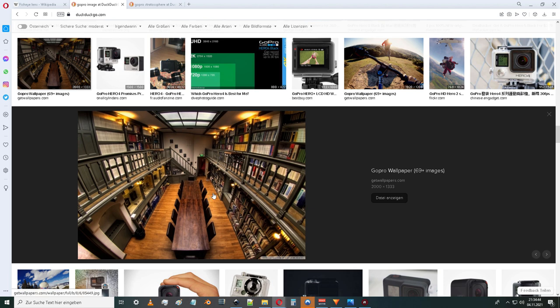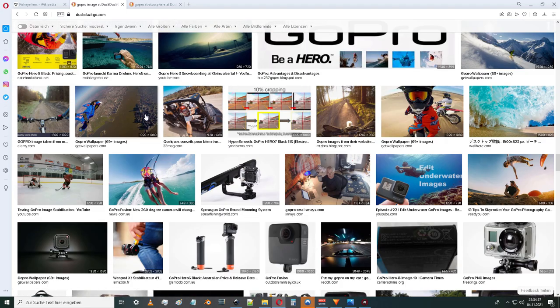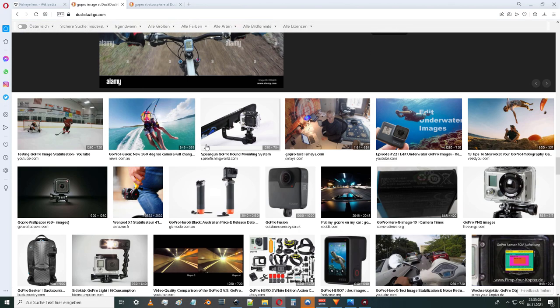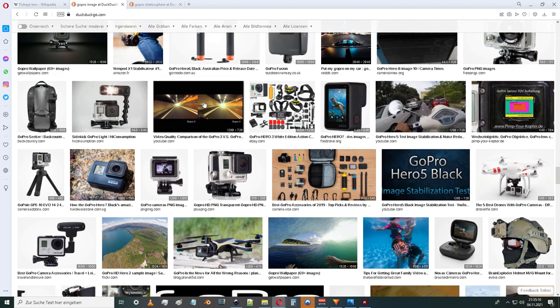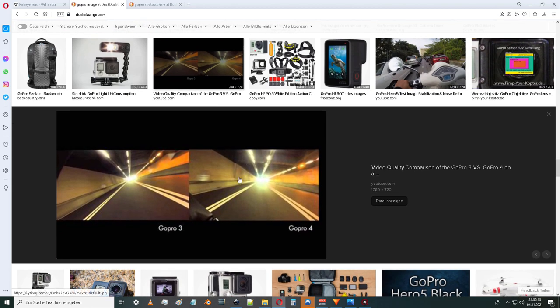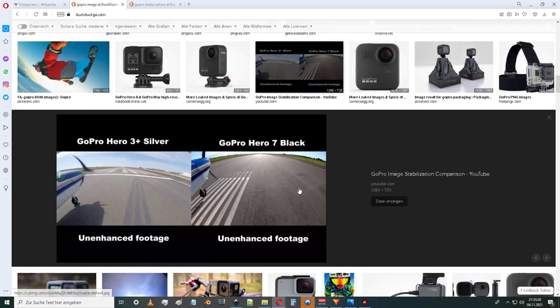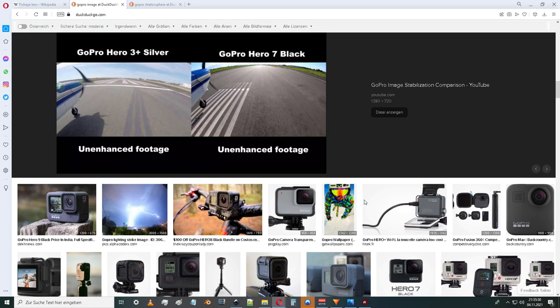GoPro wallpaper. There you got a little bit of bending there. And there you got it. There you have the bending. There you can't see it that much. And it always bends to the center. There you also see it bending to the center. So the GoPros are fisheye lenses and they distort the footage.